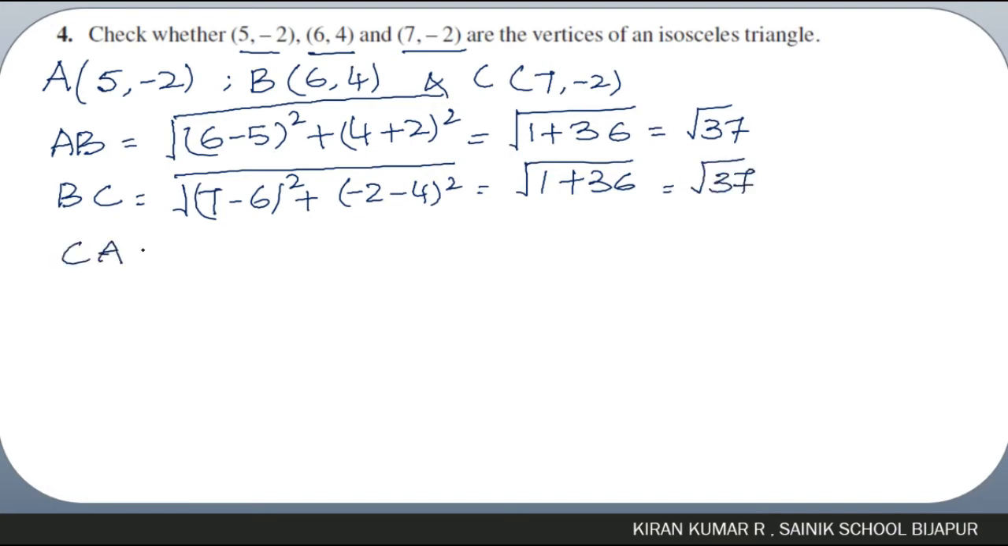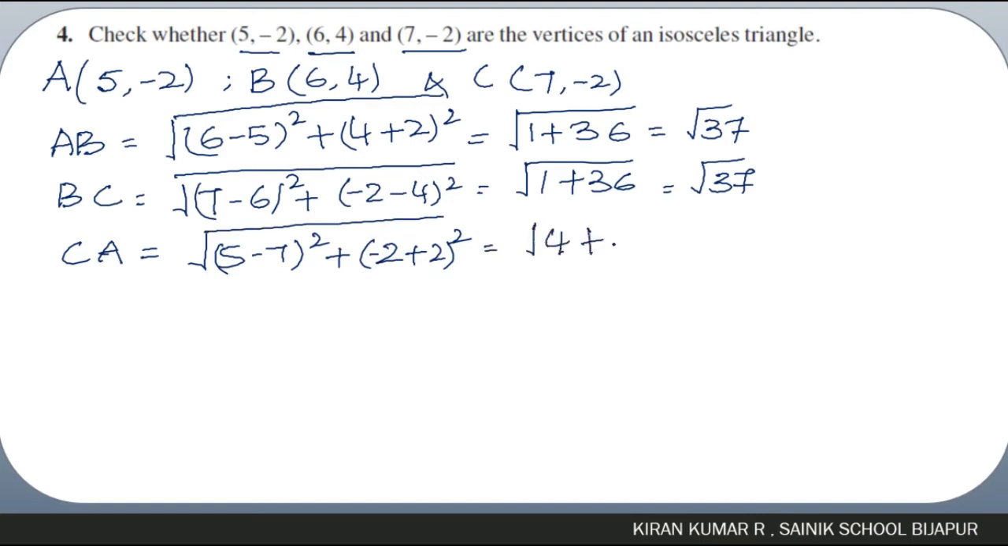Let's also find the length of CA. It is (5 minus 7) whole square plus (-2 plus 2) whole square. We get it as root of -2 square is 4 plus 2 and 2 will get cancelled. We get 0 there. We get 2. Here, the length of AB is equal to the length of BC, which is not equal to the length of AC.